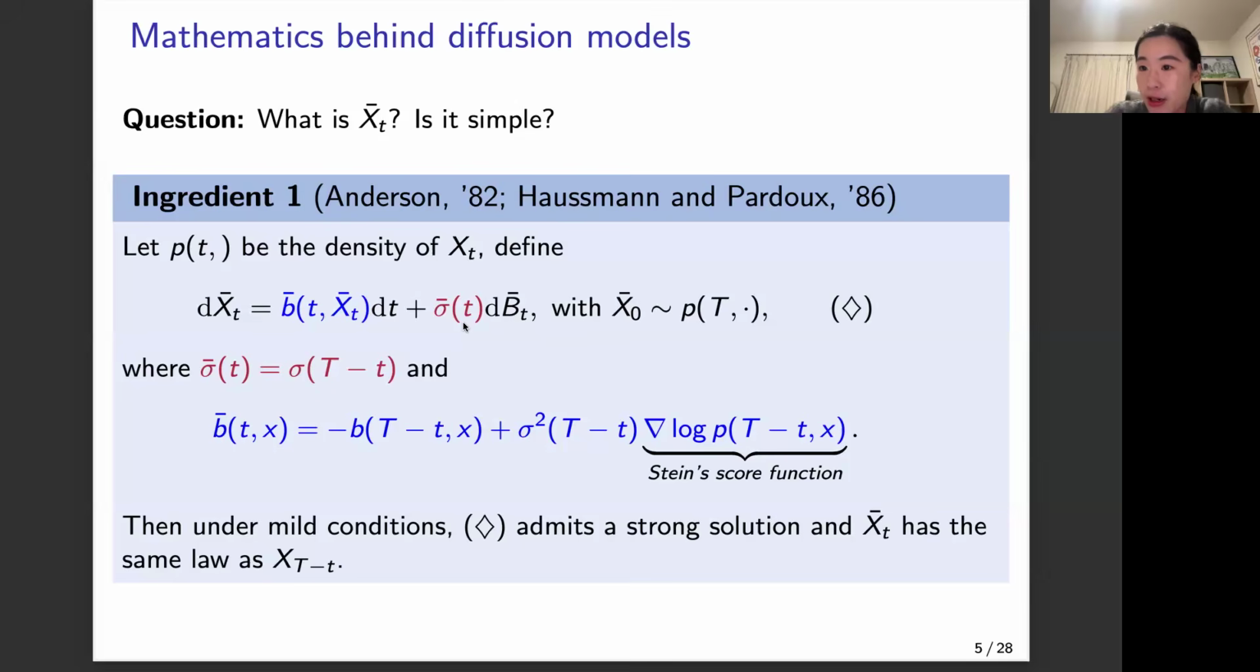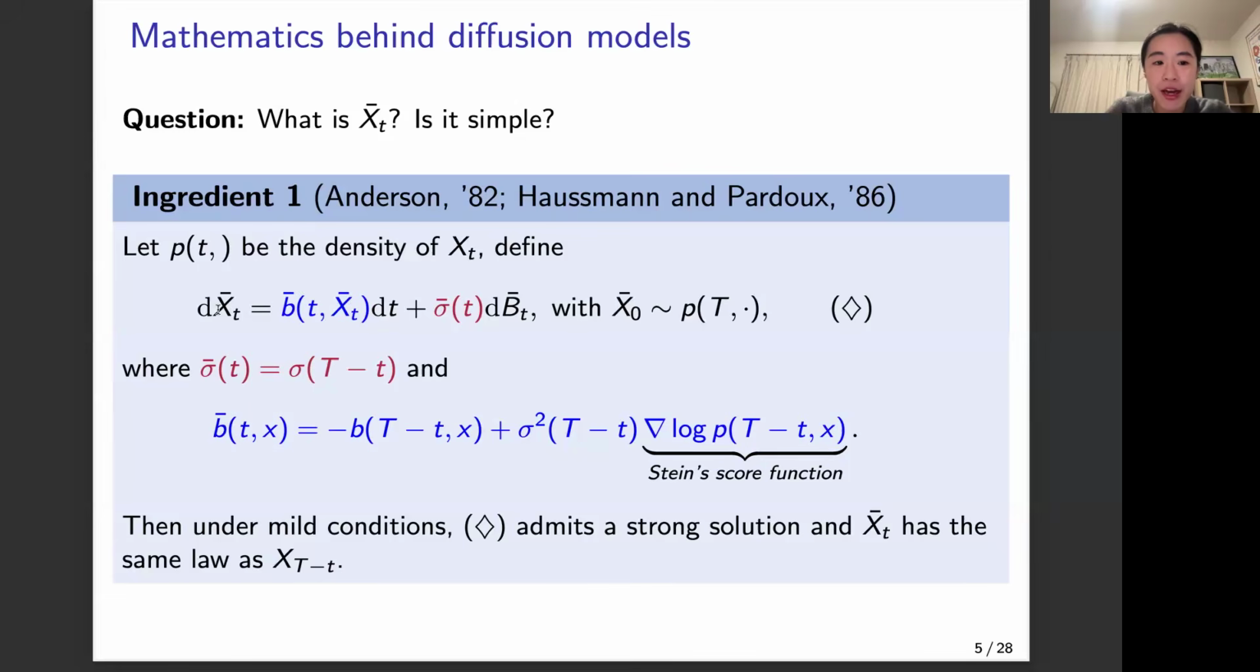So the volatility term is simple. It's just the time reverse version of the volatility term of the forward process. The drift term is a bit more involved. It has two terms. The first term is the time reverse of the original drift term, and there's a correction term, which in the statistical literature is called Stein's score function. So we have this sigma square in front, and here, this is a bit hectic. This is the gradient of a log density function, okay? So we need to know the marginal law of the forward process in order to specify the drift term.